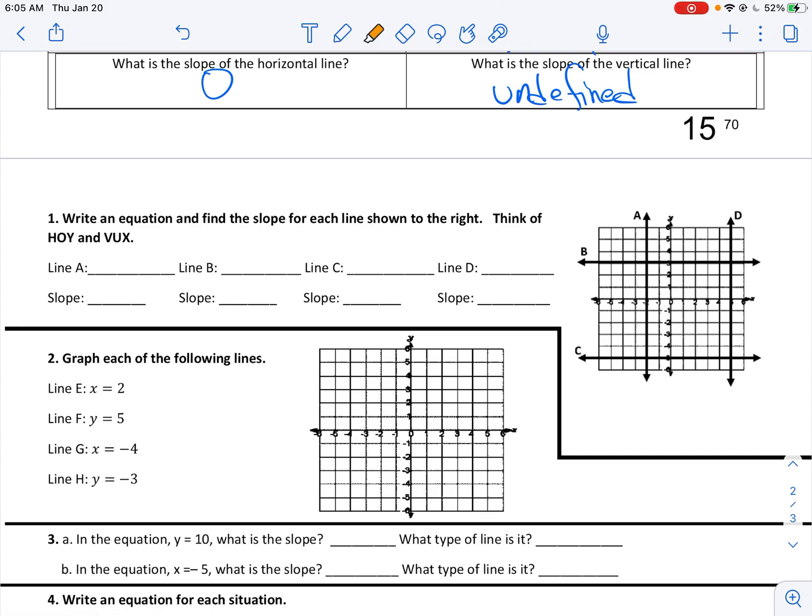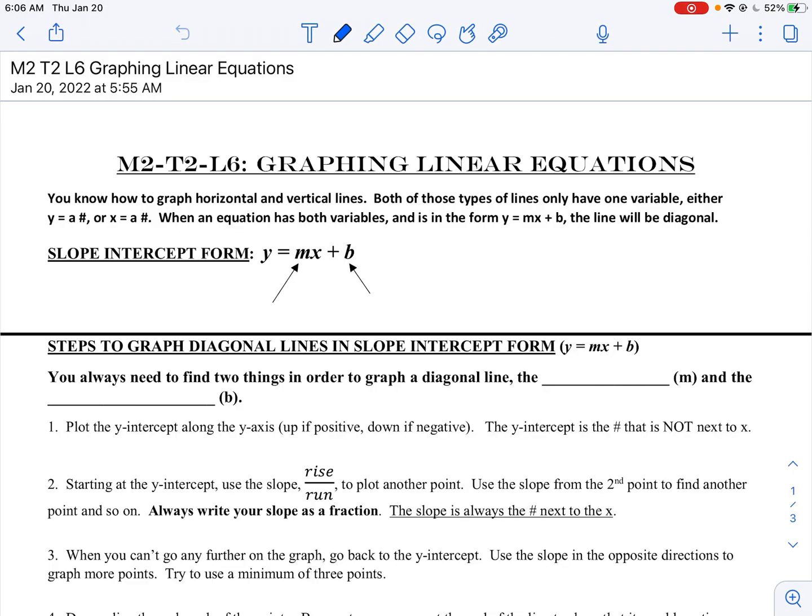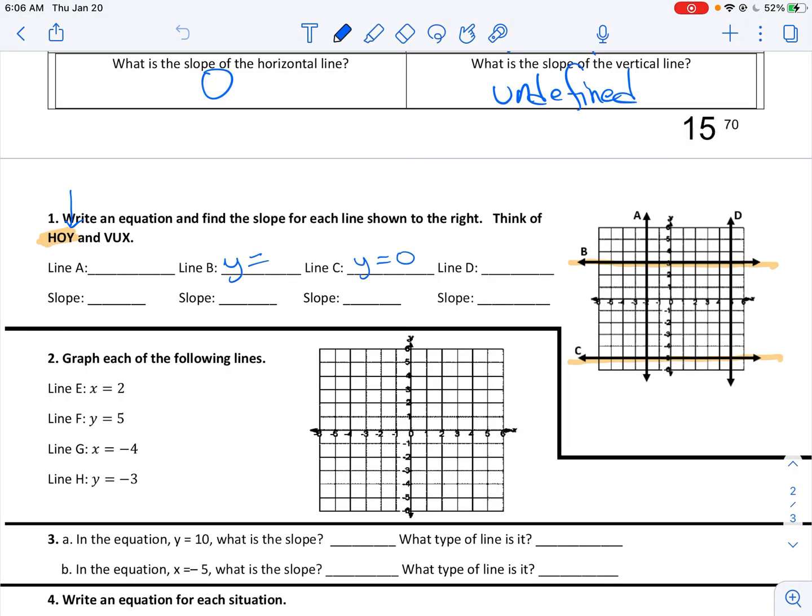Now I'm going to do the horizontal lines in orange. So if I have a horizontal line, that's there and that's there. If it's a horizontal line, that means it's y equals. So B is y equals and C is y equals. Oops, I didn't mean to do that. Sorry about that. I meant to hit this button. Okay. And the slope on those is 0.